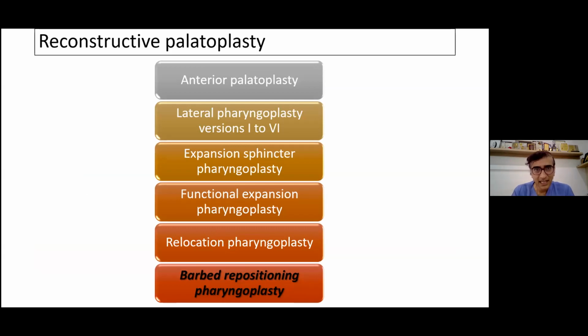There is anterior palatoplasty and the barbed versions of the anterior palatoplasty, the Mahmoud Kahali versions of the lateral pharyngoplasty from 1 to 6, the expansion sphincter pharyngoplasty, based on which a lot of modifications have come up, the BRPs. A lot of techniques have been based on this procedure that was brought about by Tucker Woodson and Kenny Pang. The functional expansion, the relocation pharyngoplasty, which is more popular in Eastern Asia, and the famous BRP.